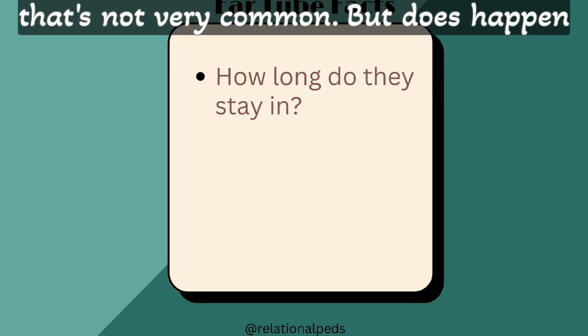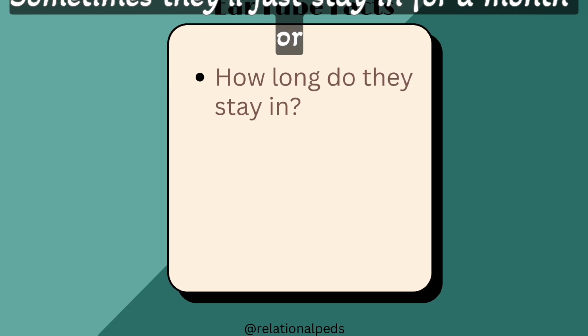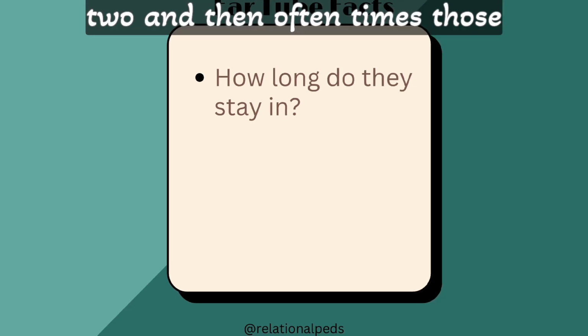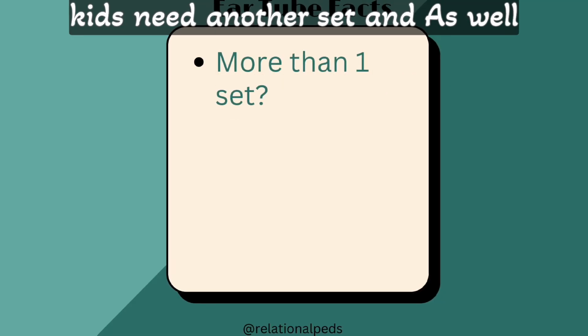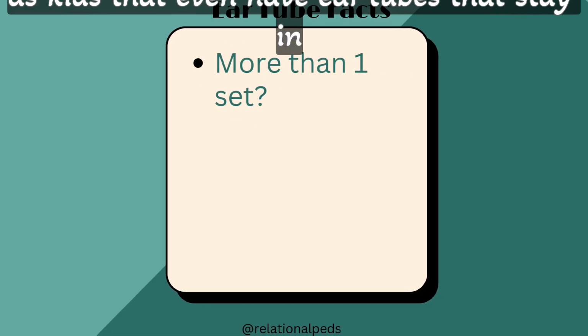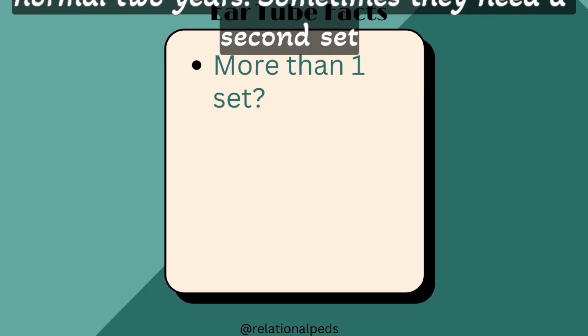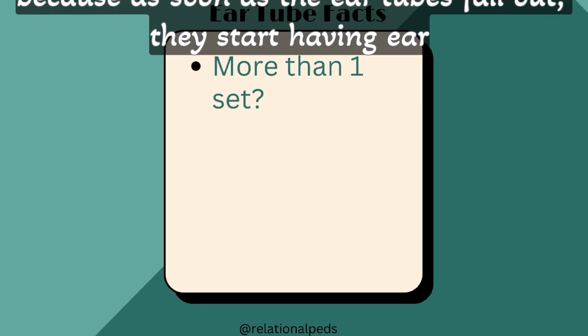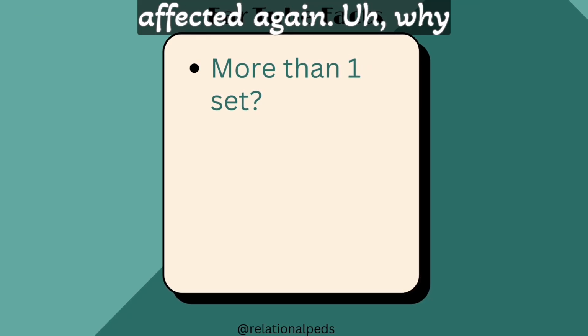Also, something that's not very common but does happen is ear tubes that don't stay in very long at all. Sometimes they'll just stay in for a month or two, and then oftentimes those kids need another set, as well as kids that have ear tubes that stay in for a prolonged period of time, the normal 2 years. Sometimes they need a second set because as soon as their ear tubes fall out, they start having ear infections again. So their speech and hearing is affected again.